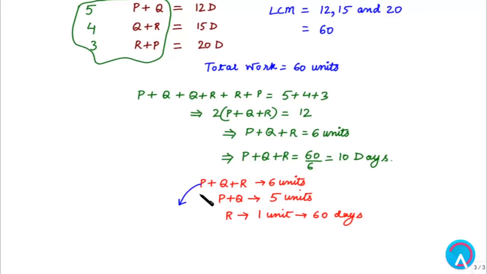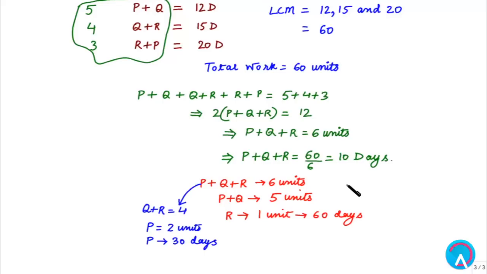Similarly, we've also found out that Q and R in one day can finish 4 units of work. So this also we've calculated. Q plus R is equal to 4 units. So if we subtract the 2, we'll get that P will complete 6 minus 4, that is 2 units of work in one day. So this implies that P will take 60 by 2, that is 30 days to complete the work.